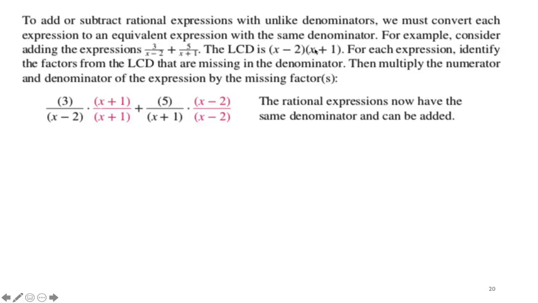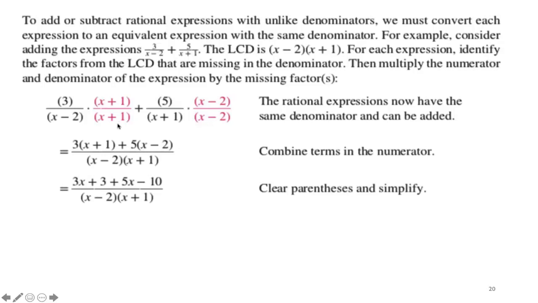That's the LCD. Now to add these, we have to make sure we multiply the first term by x plus 1, so that we get the LCD. Notice I have to multiply by x plus 1 both in the top and bottom. This essentially is multiplying by 1, so we're not changing the fraction. On the other hand, on this side, we multiply the top and bottom by x minus 2, so that again we have the LCD. So you multiply by whatever you need to get the LCD in the denominator. And once you have that, because these have the common denominator, we can now add the terms by distributing and then combining like terms. So distribute this, distribute that, and then combine like terms. 3x plus 5x is 8x. 3 minus 10 is minus 7. So that's how you add rational expressions.